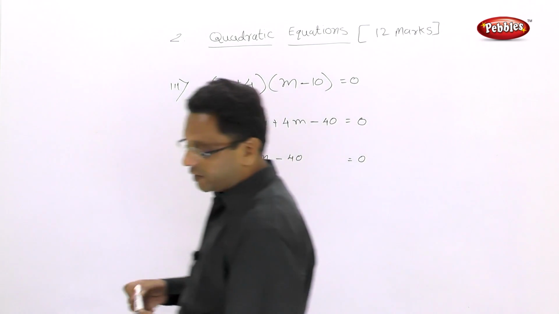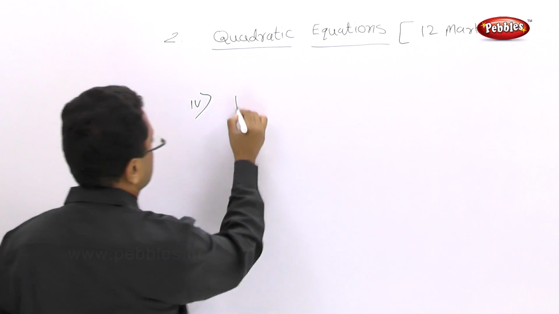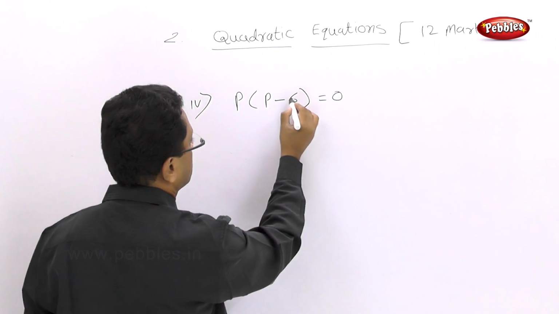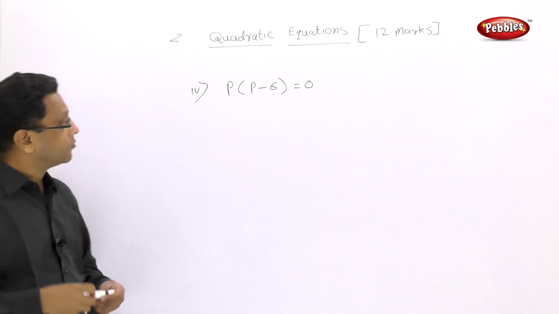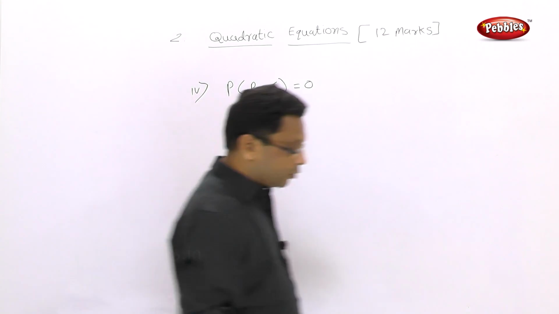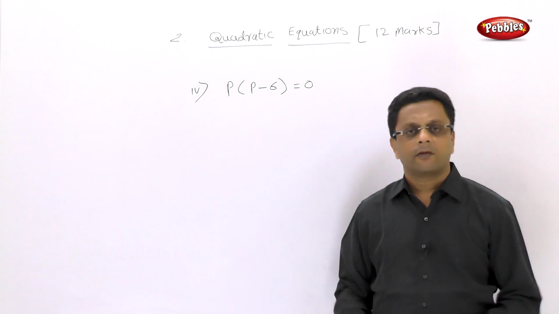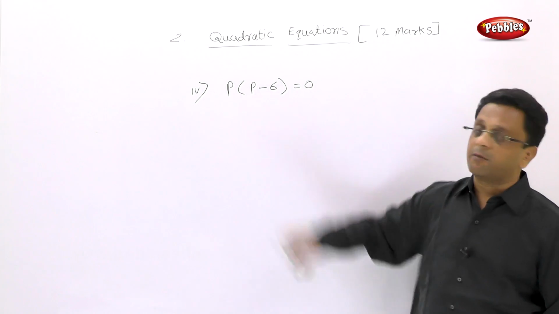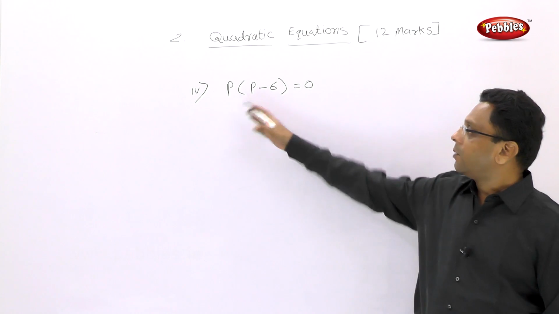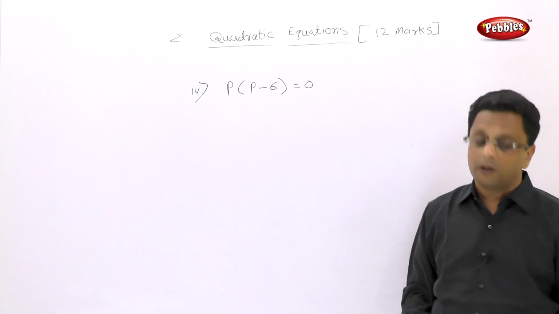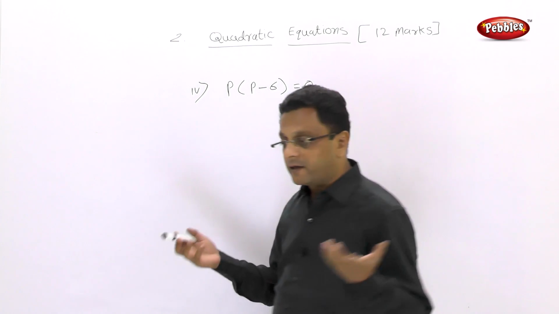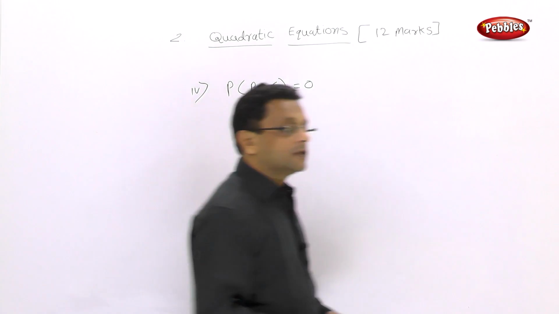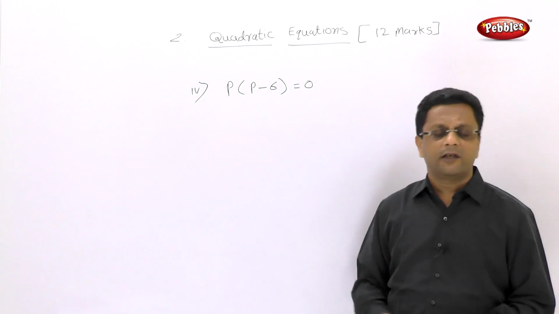Let us see the fourth one. What about this? P into P minus 6 equal to 0. Simple. Open the bracket. Multiply this bracket by P. What will you get? P square minus 6P equal to 0. P square minus 6P equal to 0. Is this a standard form? Yes, this is a quadratic equation.